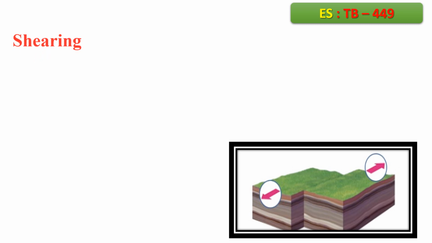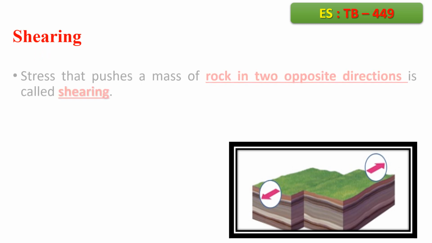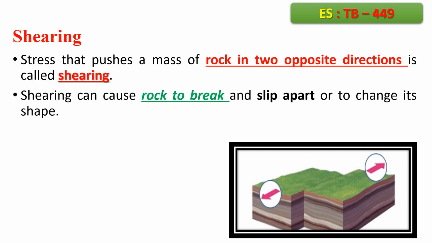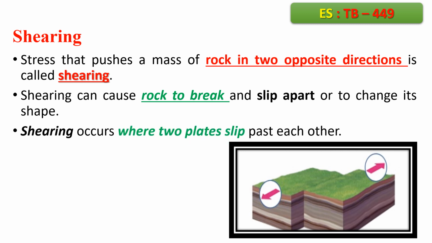The third type of stress is called shearing. Look at the diagram and the movement of the rock pieces. Stress that pushes a mass of rock in two opposite directions is called shearing. Shearing can cause rock to break and slip apart or to change its shape. Shearing occurs where two plates slip past each other.